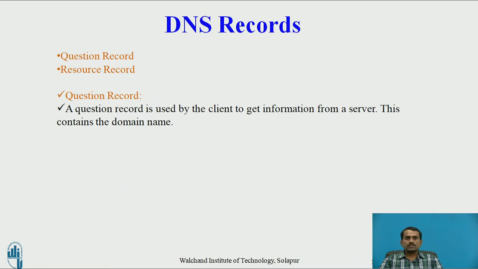Next one is question records and resource records. DNS records, there are two types of records: question record and resource record. First one is question record. In the previous slide, we have discussed the question record. The question record is used by the client to get information from the server. This contains the domain name. There are so many domain names we discussed in the previous slide, like .edu, .org, .com, .mil. There are so many domains, and it can contain any one domain.